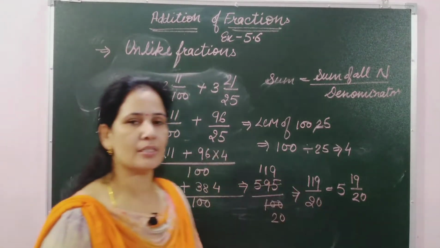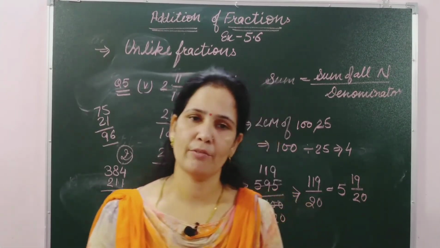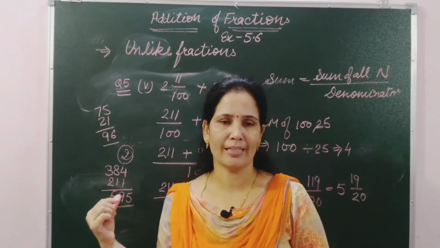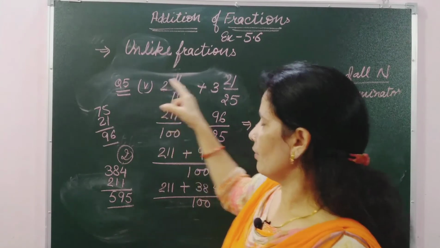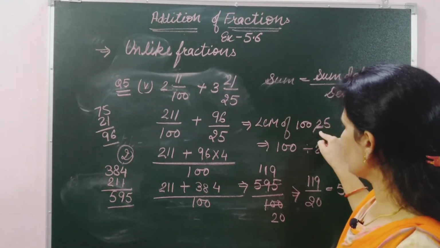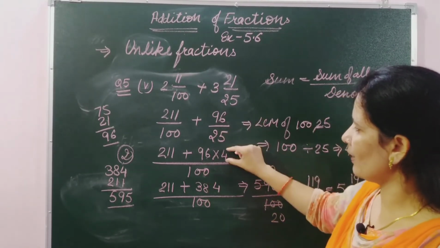So students, we have discussed here question number 5. Questions number 4 and 5 are the same kind of questions. They have given the addition of improper fractions, addition of unlike fractions. So first of all, how do we solve? First of all, we have to take the LCM. Then write the LCM as the common denominator, and according to that multiply the numerator with the number.